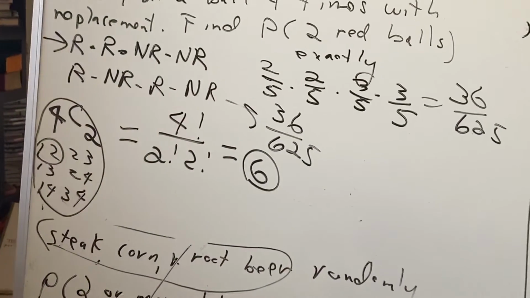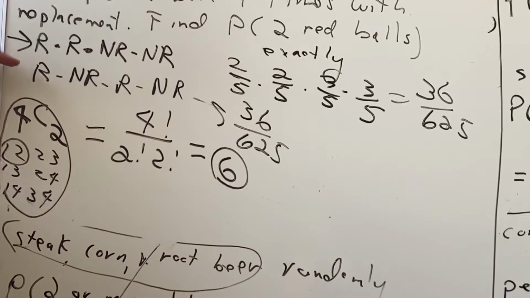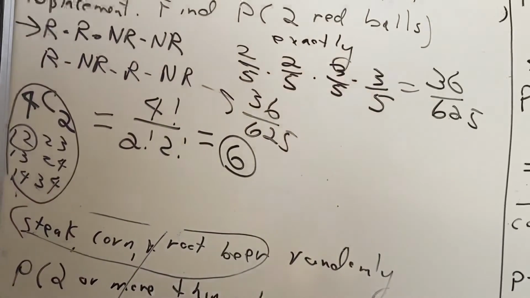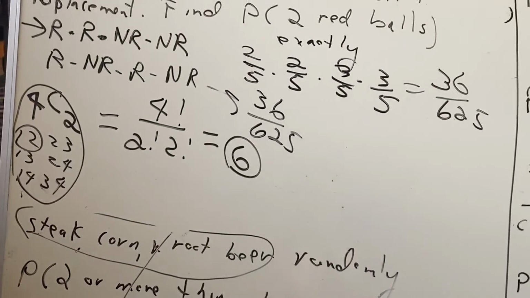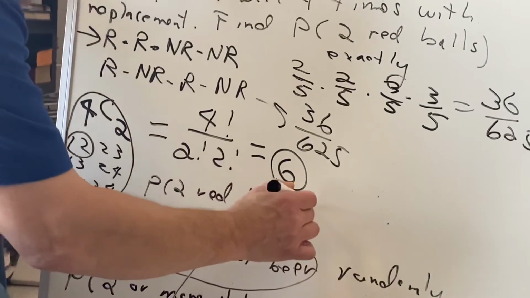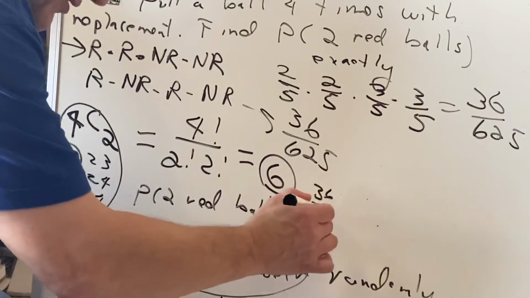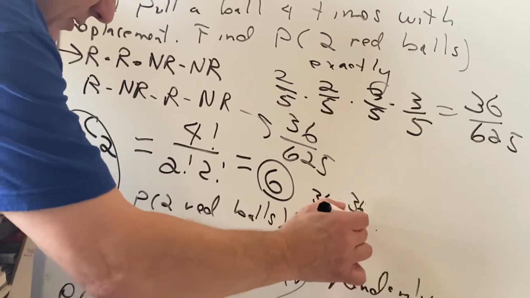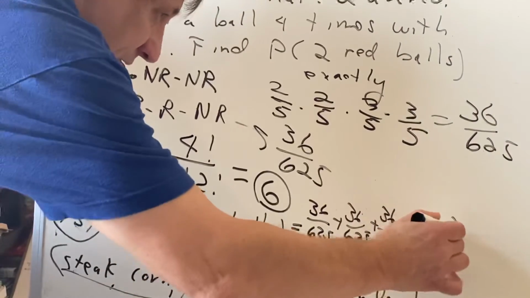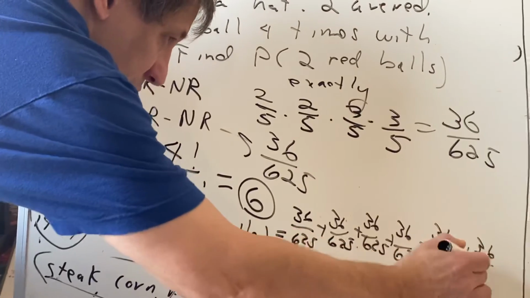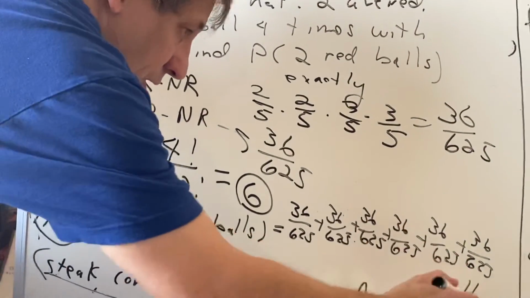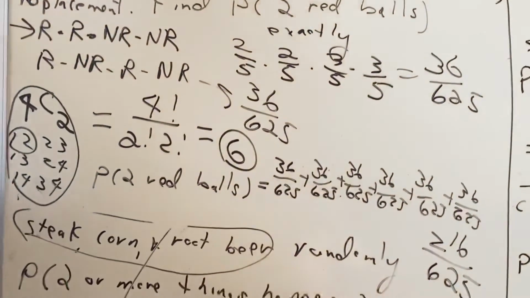Let's not bother writing them all out, right? Especially for bigger problems, we'd be there all day. There are 6 ways you can do this. If you don't believe me, write out the other 4. Each of these 6 ways has a 36 out of 625 chance of happening. To finish this, what's the probability of 2 red balls? It's equal to 36 over 625 plus 36 over 625 plus 36 over 625 plus 36 over 625 plus 36 over 625 plus 36 over 625. 36 plus 36 plus 36 plus, that's 216 over 625. We can make that a decimal or a percentage if we wanted to.